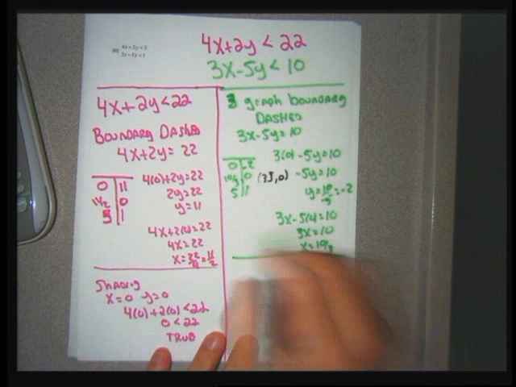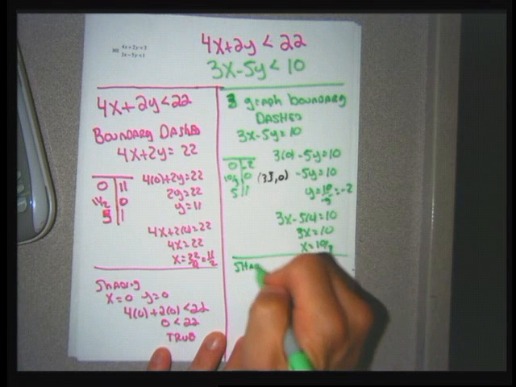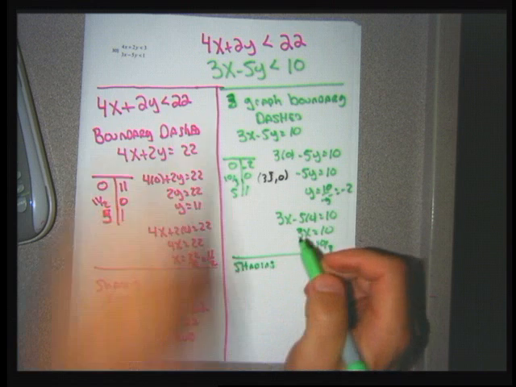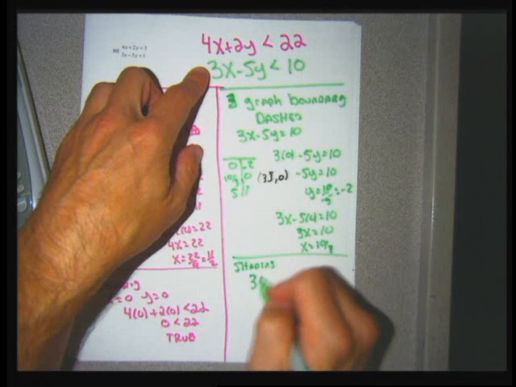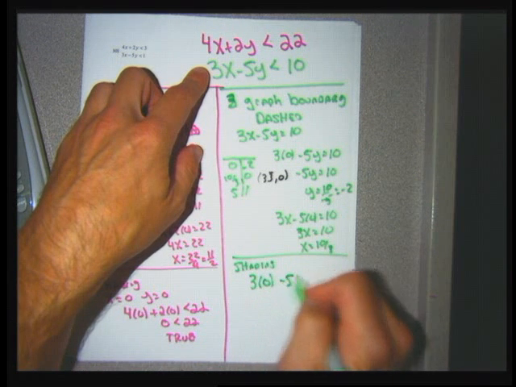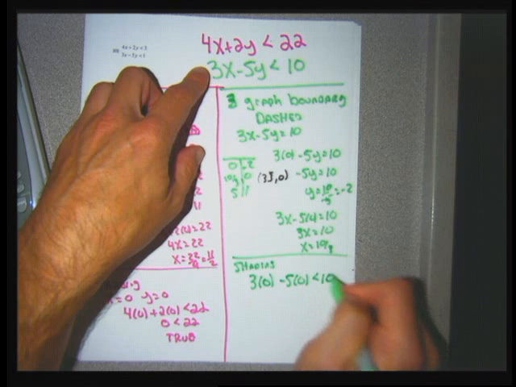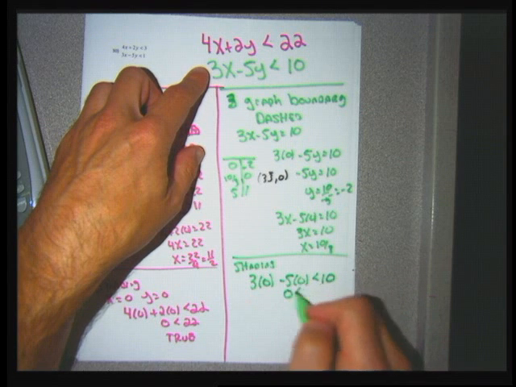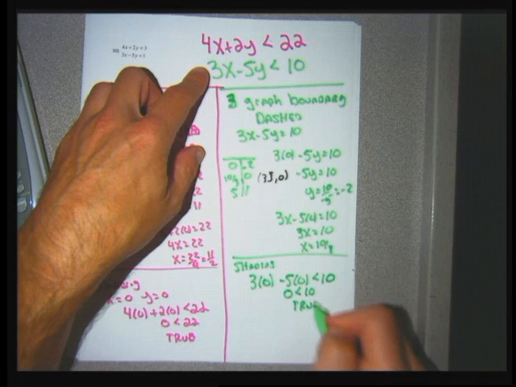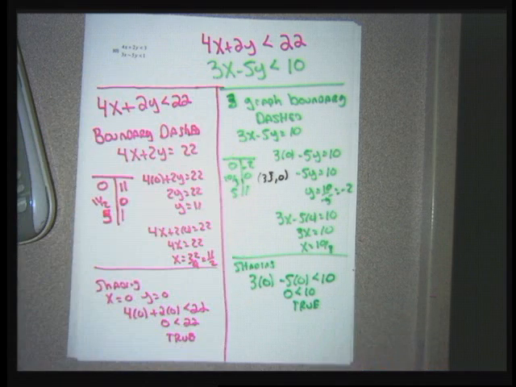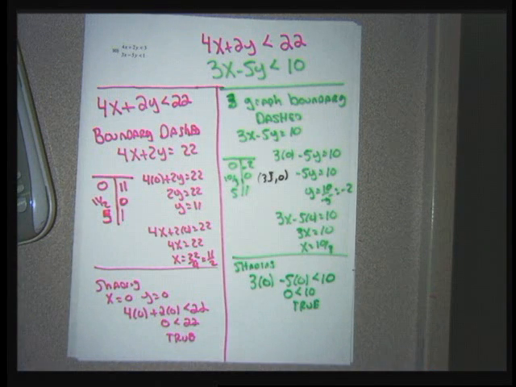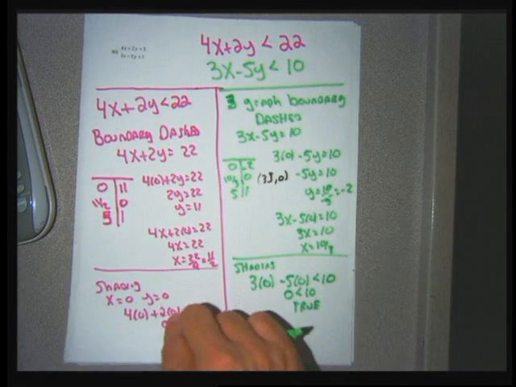And just like the last one, I need to find the side that I'm going to shade on. I'm going to do x equal to 0, y equal to 0. I'm going to go 3 times 0 minus 5 times 0 is less than 10. This gives me 0 is less than 10, and that's true. So 0, 0 for both of these is on the true side. So now I'm going to plot those 3 points and mark the side with 0, 0 as the true side.